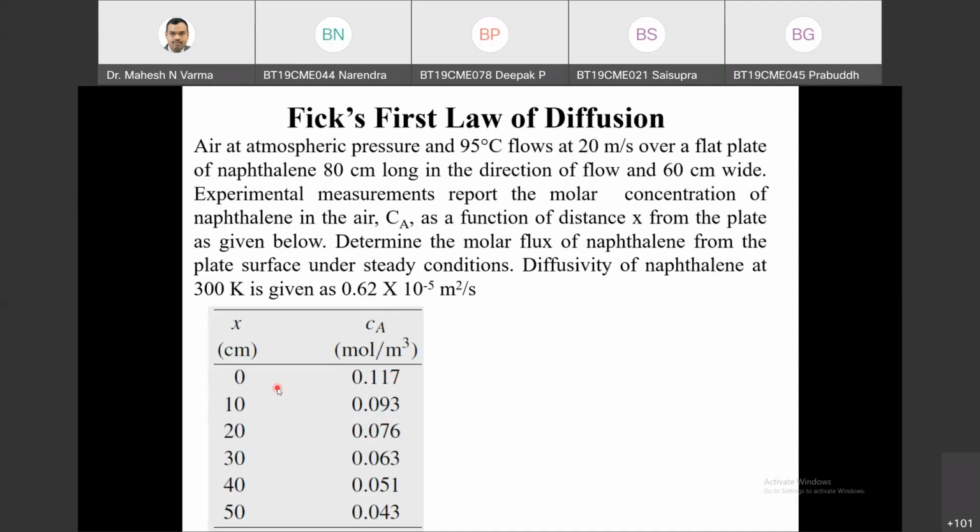Yes, sir. It will be negative or positive. Sir, positive. dCA by dx. And it will be negative, and the whole final thing will be positive. dCA by dx is negative.